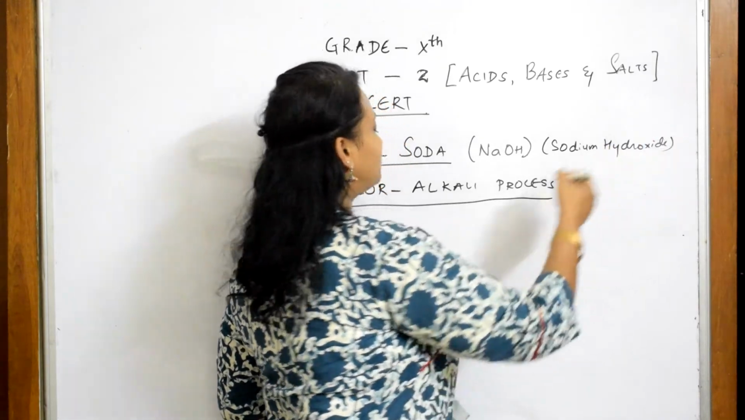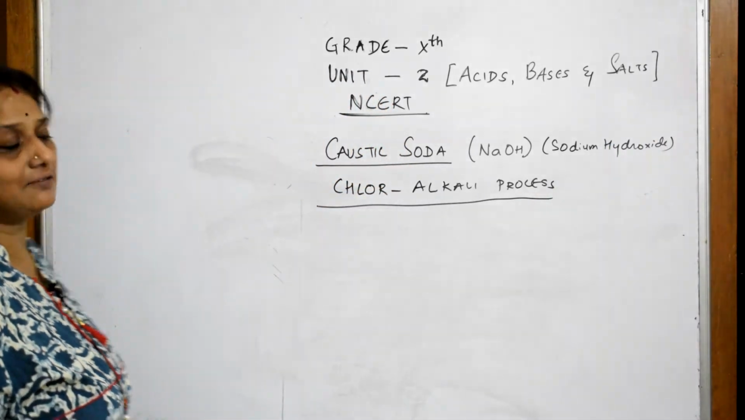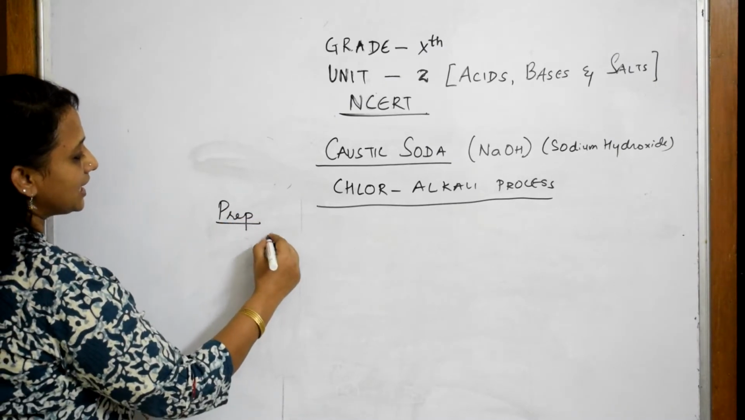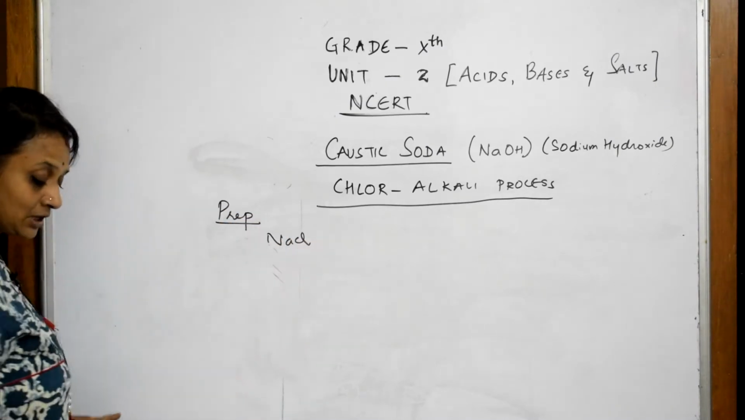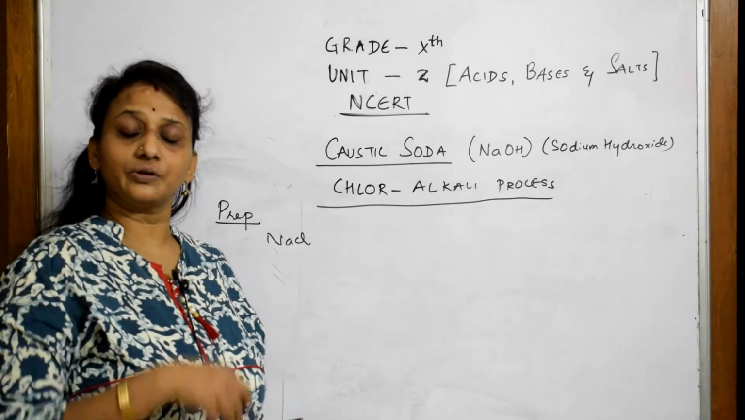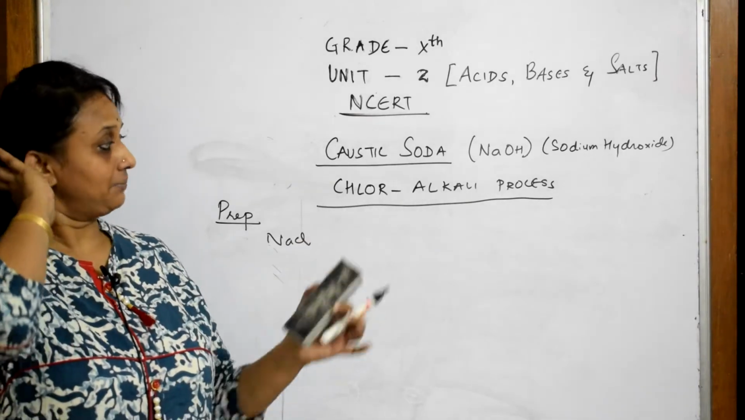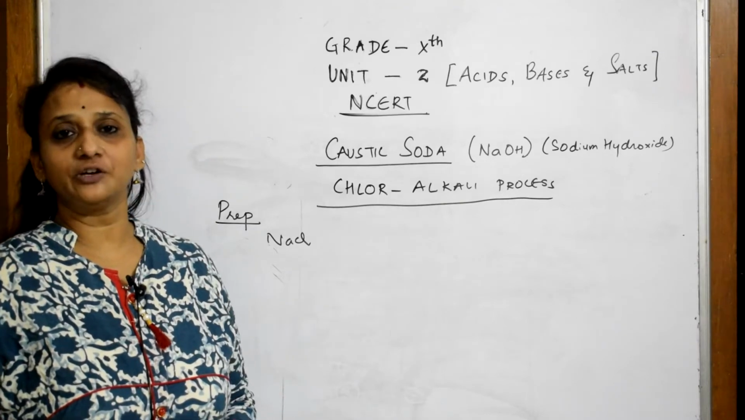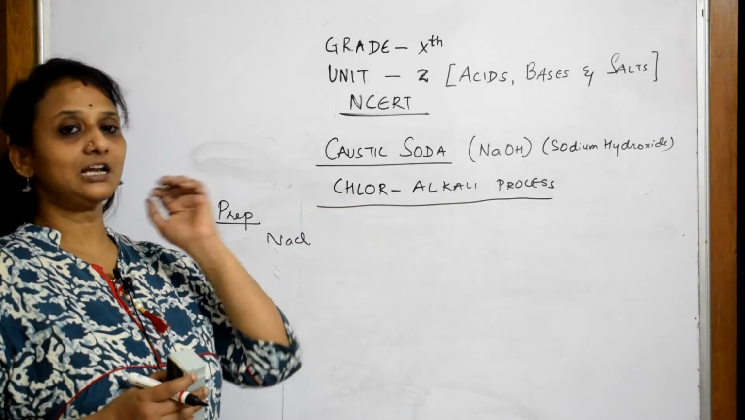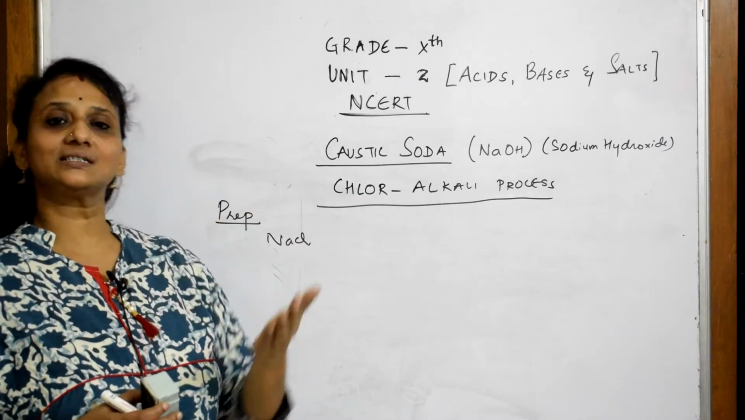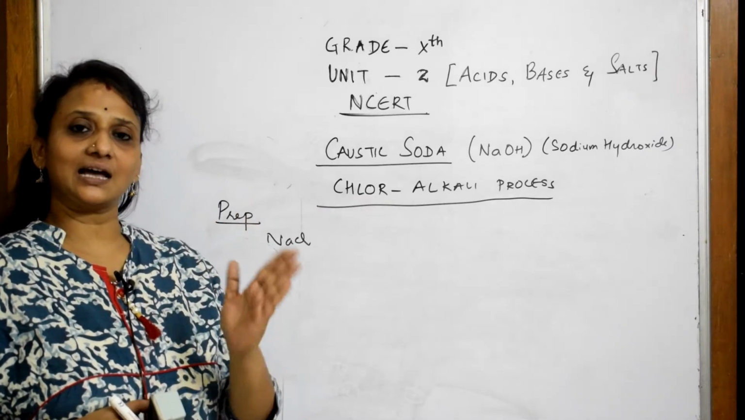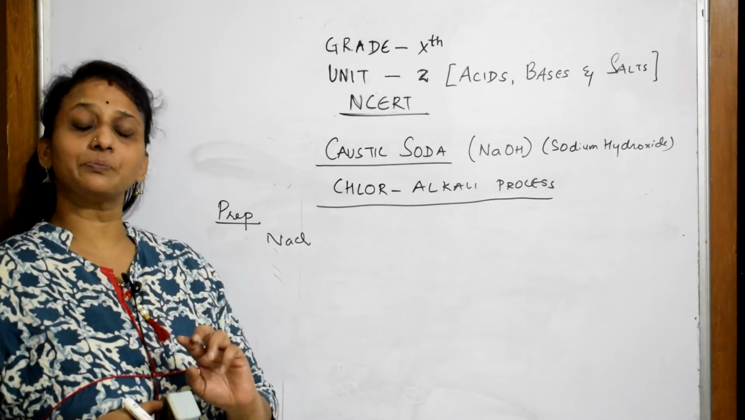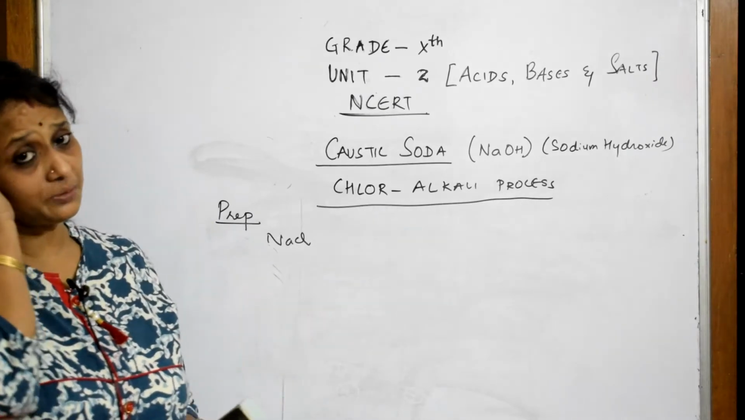Now for preparing this, I am going to write the preparation, and the basic raw material I require is sodium chloride. So what am I going to do? I'm going to take an electrolytic cell. Ma'am, how can I understand? For this, I'll be doing an animated video at the end of the explanation. There I'll show and explain what an electrolytic cell is, what the anode is, what the cathode is. But before that, you need to understand the preparation of sodium hydroxide.